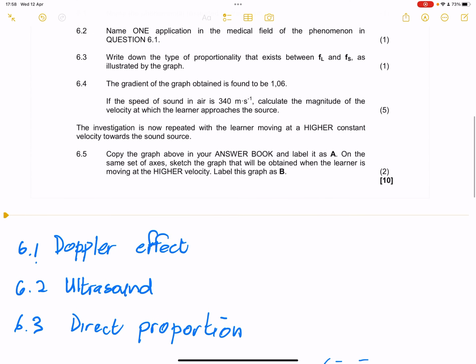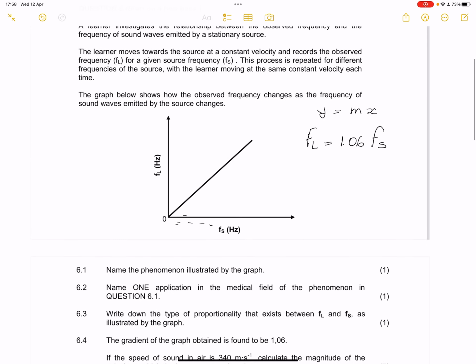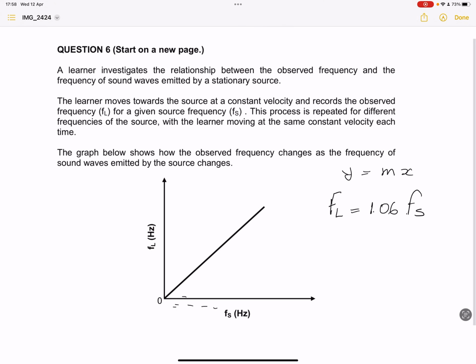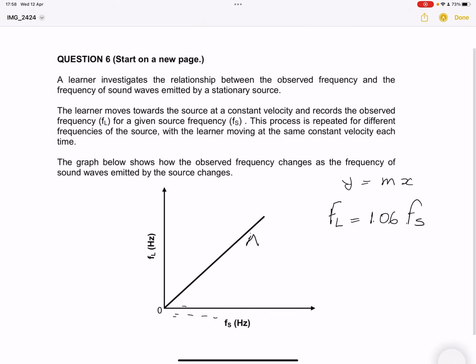And the final question, they say the investigation is now repeated with the learner moving at a higher constant velocity towards the source. They say copy the graph above in your answer book and label it as A. On the same set of axes, sketch the graph that will be obtained when the learner is moving at a higher velocity. Label this graph B. Now, I'm not going to redraw the graph. I'm just going to use this one. So we label this one as A. This would be graph A.